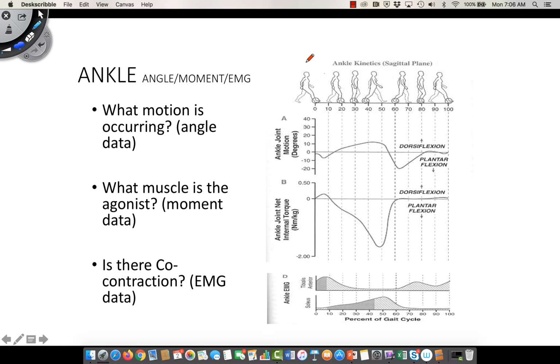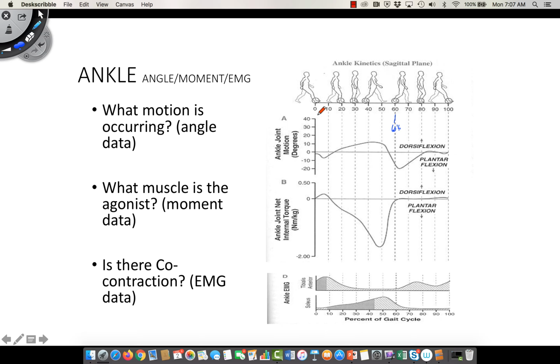We can see a stride here is defined as heel strike of the same side to the subsequent heel strike on that same side. So we can see the right heel strike here to the next heel strike. And the important thing for us right now is that from 0 to 60%, as that foot hits the ground here at 0, that first initial contact, that same foot stays on the ground until about 60%. And then that foot lifts off.